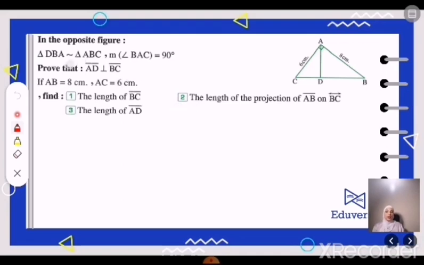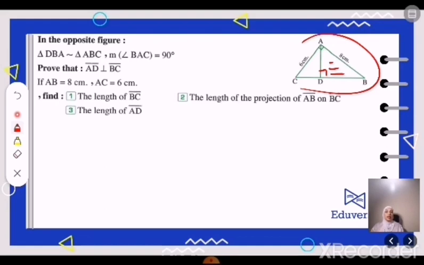We have here triangle DBA. He said that this triangle here is similar to triangle ABC. This exercise is trying to gather between all the projections and the similarity, and also the Euclidean theorem, and maybe Pythagoras also. Let's see here, DBA similar to ABC. Measure of angle BAC here is 90 degrees. Prove that AD is perpendicular to BC. How to prove they are perpendicular here? If they are perpendicular, that means this angle here should be 90.